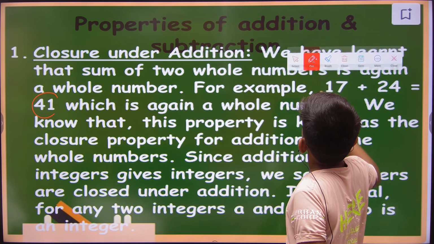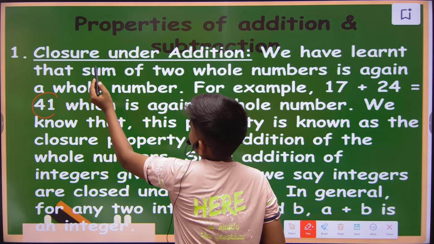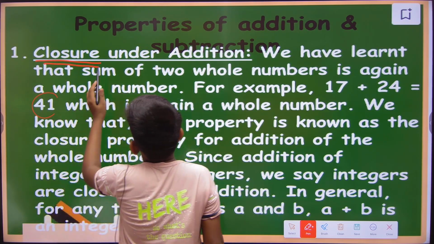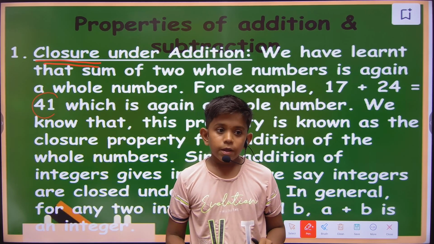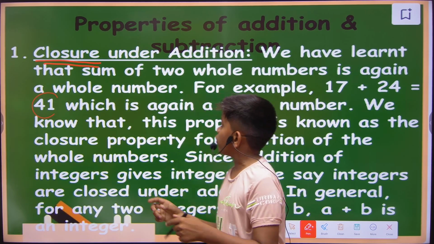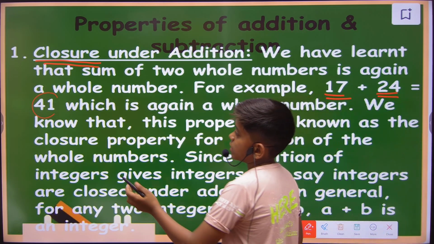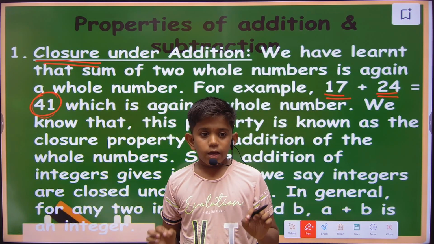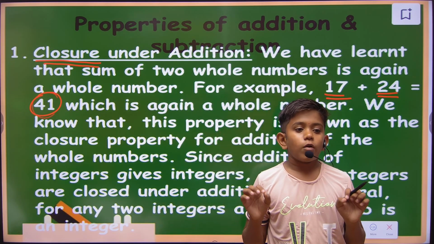Now we will learn about the properties of addition and subtraction. First of all is the closure property. Closure under addition: we have learned that the sum of two whole numbers is again a whole number. For example, 17 plus 24. 17 is a positive number and 24 is a positive number, and they both are whole numbers. So we get 41, which is again a whole number. We know that this property is known as the closure property for addition of whole numbers.